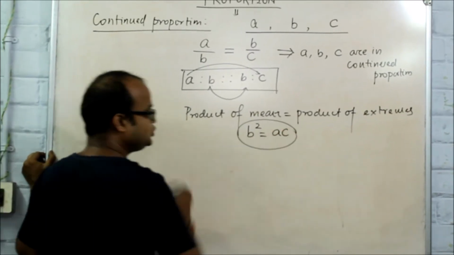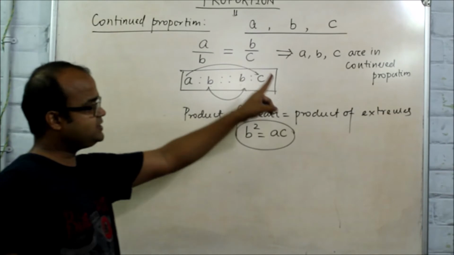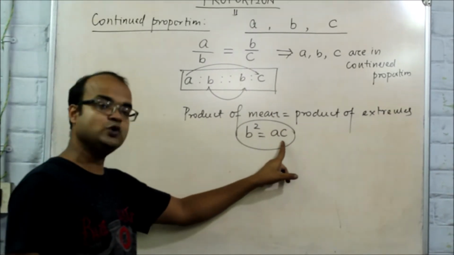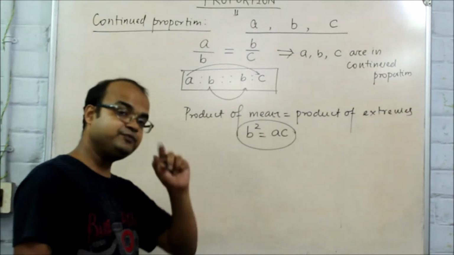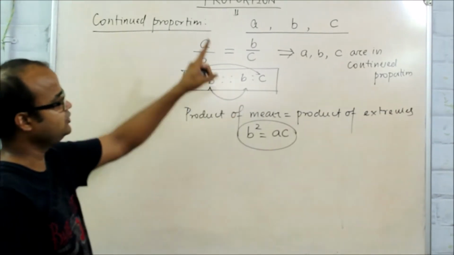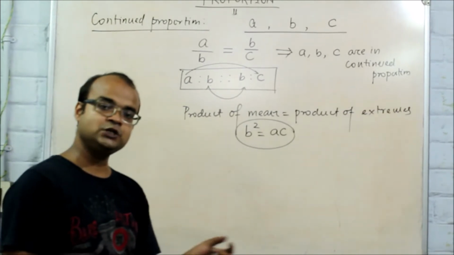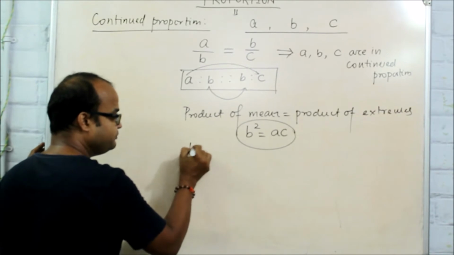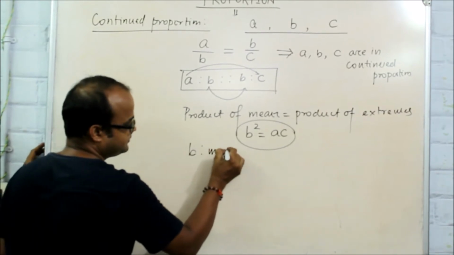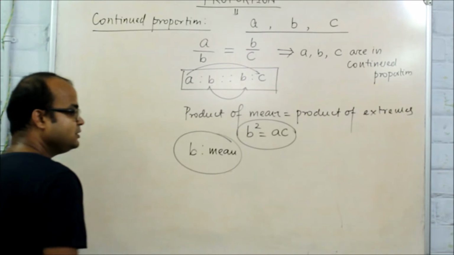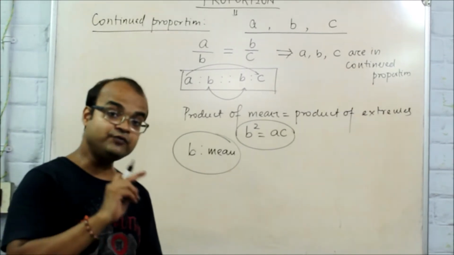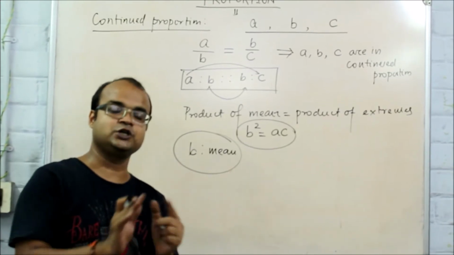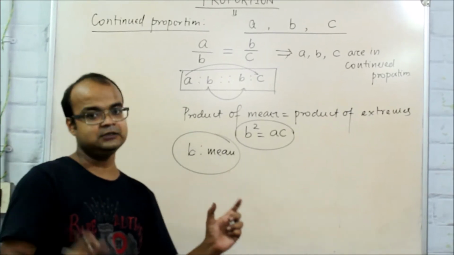So if we are to check whether A, B, C are in continued proportion, then we will check whether B square is equal to AC or not. If B square is equal to AC, then we can say it is in continued proportion, otherwise it is not. Now B here is known as the mean proportion of A and C.